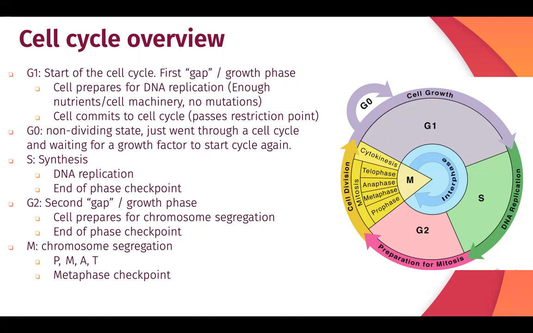So synthesis, you're synthesizing DNA, replication, then the end of S phase checkpoint, your G2 phase or your second growth phase, that's when it's also growing again. That's the whole Wee1 scenario where it prevents the cell from going on so that it can grow a little bit more and make sure that it's ready for segregation. And then lastly M phase, which has its own different phases within it, P, M, A and T. And then it also has the metaphase checkpoint. So that's where a lot of the action's actually happening.